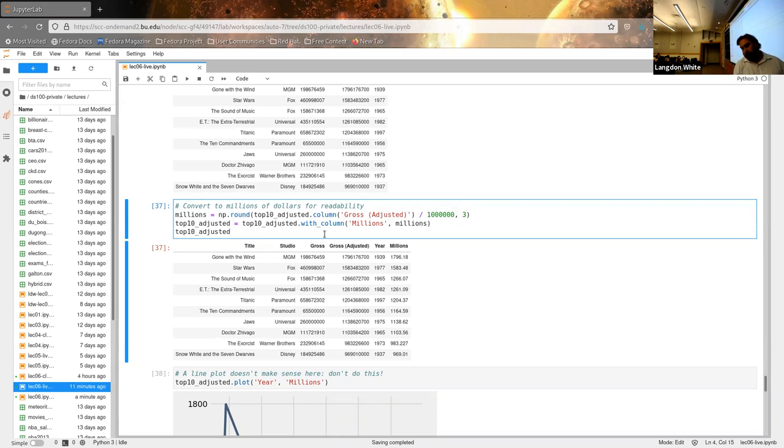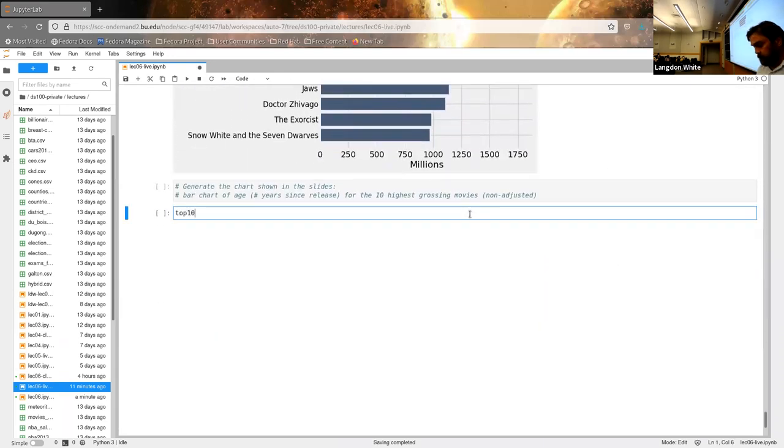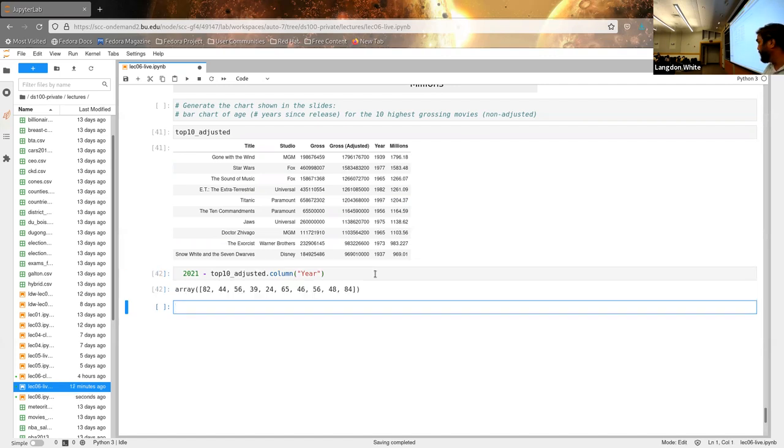So why don't we do it collectively? All right, so let's say we have top 10 adjusted. What would be the next thing we would do? Now we need to know the age of any given movie. How do we get to the age for any given movie? To get the age, we take 2021 minus the year. All right, so now we have an array.